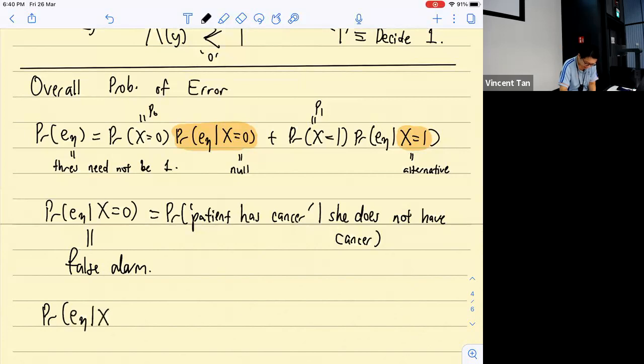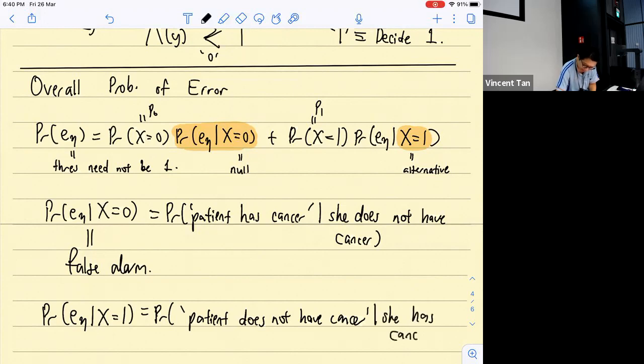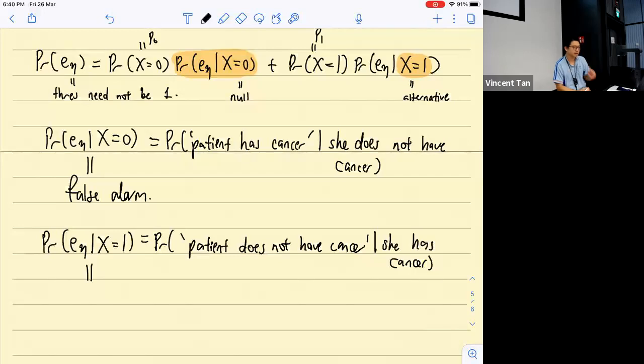The probability of making an error conditional on the fact that x is equal to 1. What is the meaning here? It is the probability that you declare that the patient does not have cancer, when in fact she has cancer. This event has a name. It's called misdetection. This is very serious, and this is the sort of thing that we want to really minimize. This woman has cancer, but you say that she doesn't have cancer. So if you don't treat her, she's going to die. So this is very serious, and this is what we want to control.